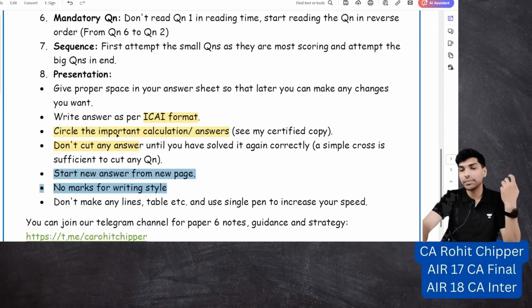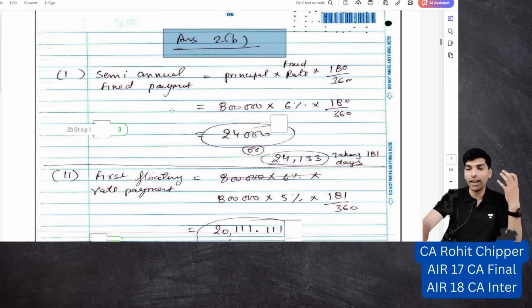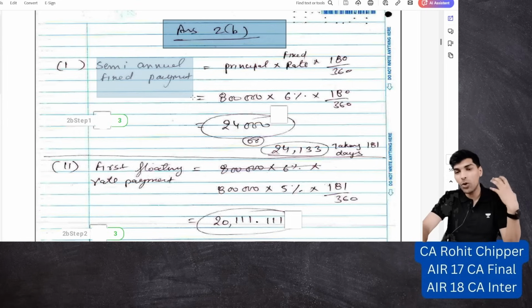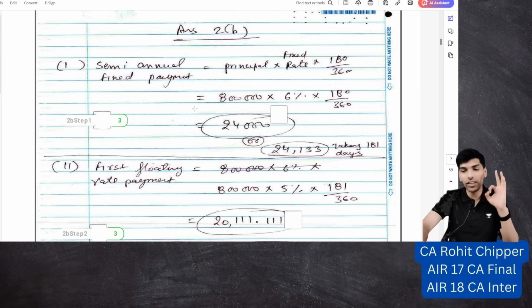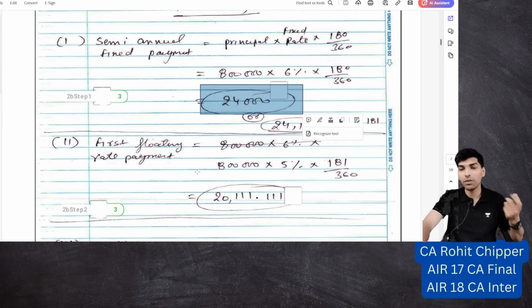Next thing is no marks for writing style. Until now you may have seen how I write the answers. So it is clearly visible that there are no marks for writing style. Marks are only for the calculations and the numbers you have done. Make sure it is clearly visible and readable for the examiner to give you the marks. If it is not visible, then the examiner may not be able to give you the marks because he will not be able to understand. So no marks for writing, but marks for the content and the calculations that you have done.